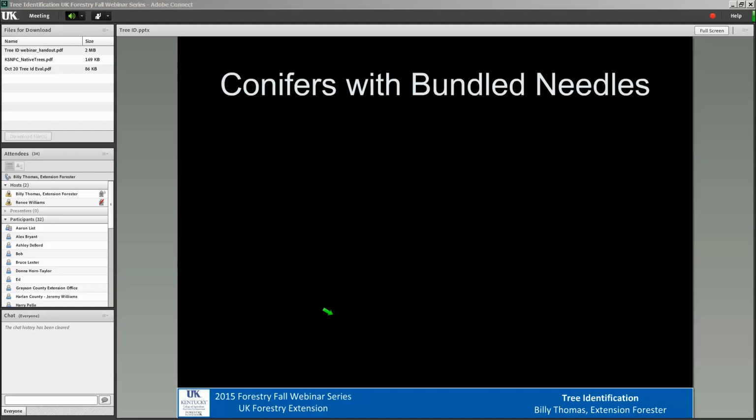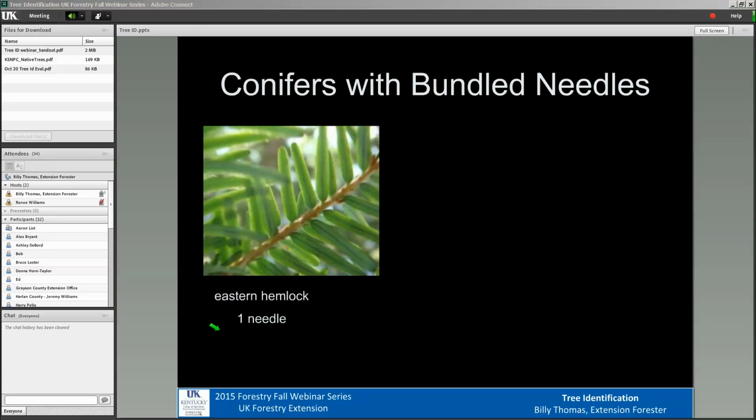So next, let's talk about those with bundled needles. The first one is eastern hemlock, and I suppose you could argue that one needle does not make a bundle, but just go along with me on this. We're talking about just a single needle attached to the twig. So this is the eastern hemlock. It's an easy one to identify. It has these nice little shiny silvery stripes underneath the bottom side of the leaves. And unfortunately, this is a species that's being attacked by the hemlock woolly adelgid as well.